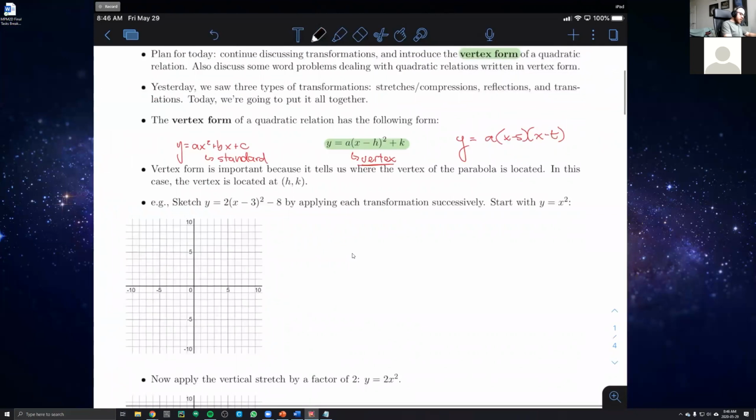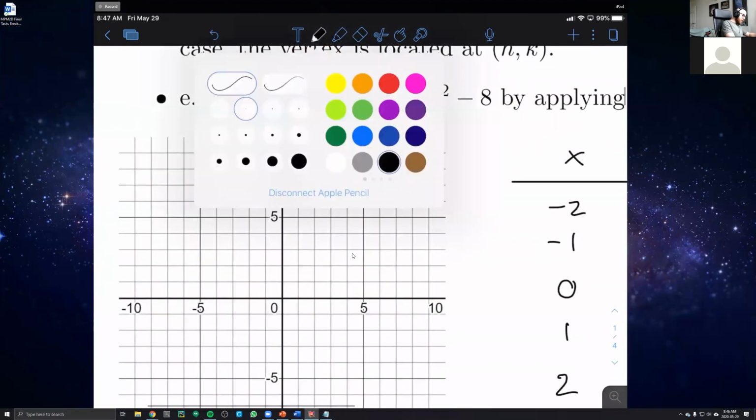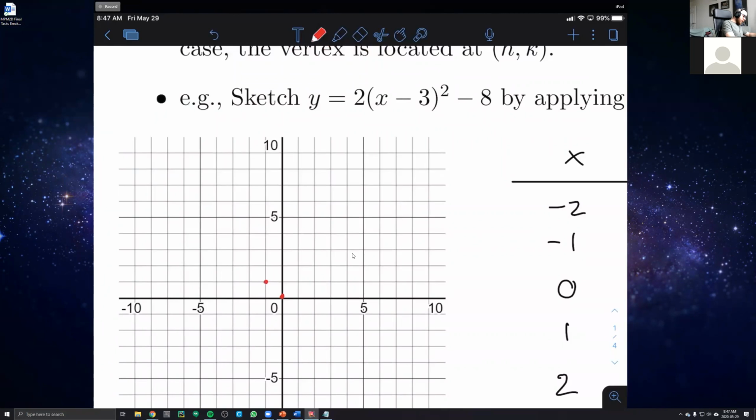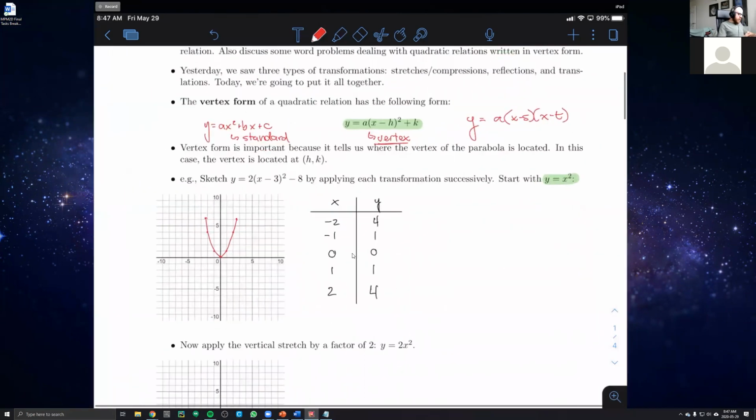So my first job is to just plot y equals x squared here. Okay, so I always like to come up with a little t-table or a table of values. So x, y. For my parent graph, for my just y equals x squared, I always just pick the same 5 points. So 4, 1, 0, 1, and 4. And so let's plot these. So 0, 0, negative 1, 1, negative 2, 4, 2, 4. And then you just connect the dots here. Okay, so there's my basic untransformed parabola, okay?